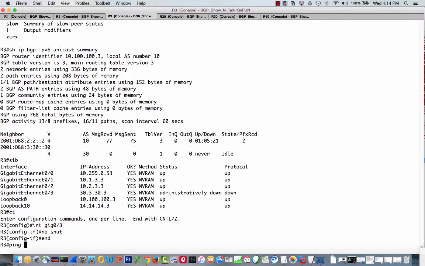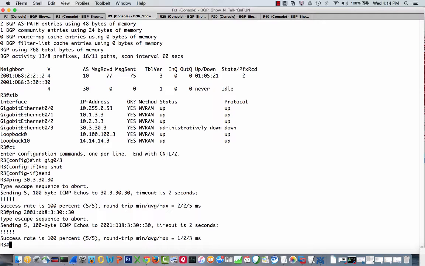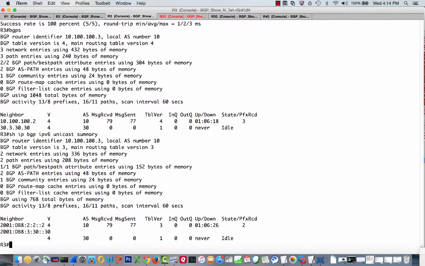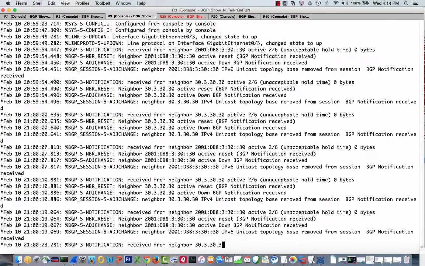So I should now be able to ping 30.3.30.30, and I can, and I should also be able to ping 2001:db8::3, because I'm router 3 and that's router 30. So my IP addresses are good. Let's do a show BGP, and it's still idle. They're both still idle. So clearly I have again done something evil to us. Let's do a show logging on this, and go all the way down to the bottom.